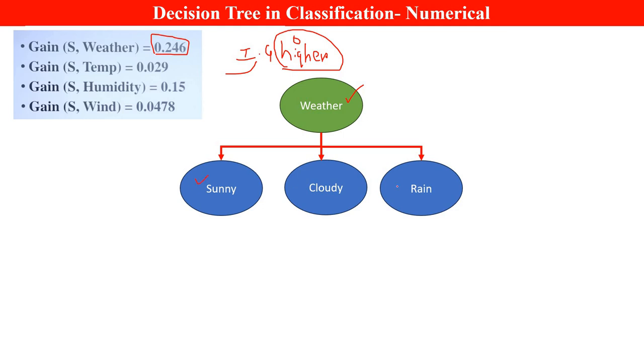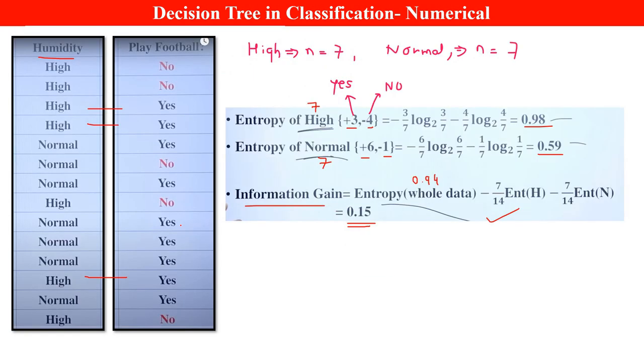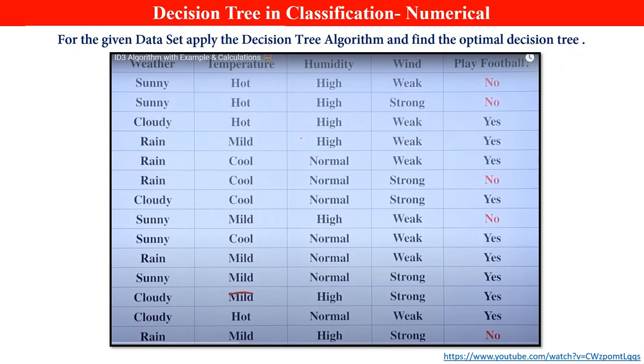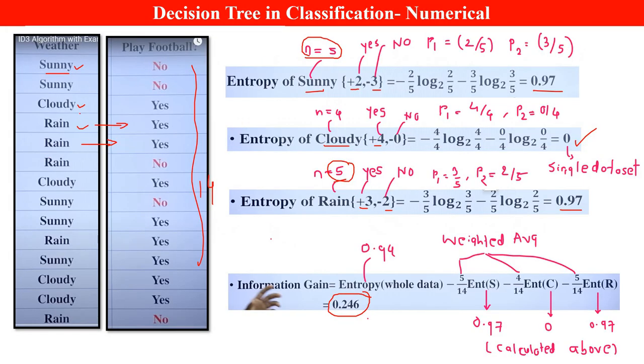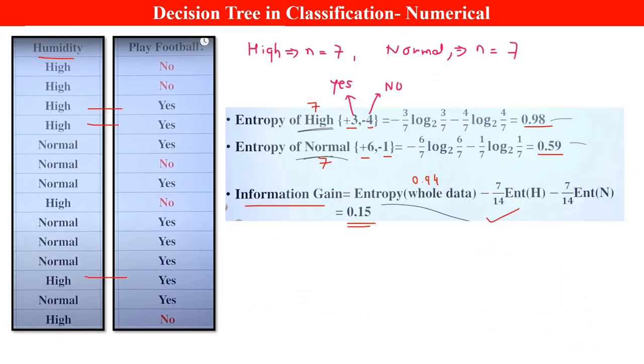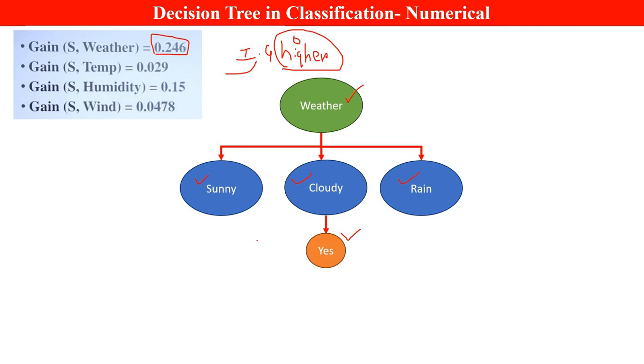In weather we have sunny, cloudy and rain. Out of that, for cloudy, all the output is yes. So directly we got the answer here. Cloudy yes, here cloudy yes, here cloudy yes, and here the output is yes there. So we got the output for one decision node. Now the 2 decision nodes are remaining, sunny and rain.